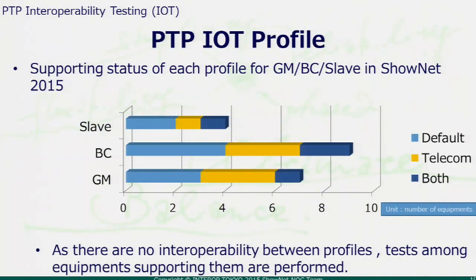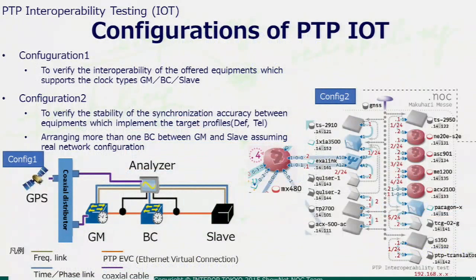Profile supports for the devices provided in ShowNet are as follows. Since it was unclear the interoperability between different types of profiles, we tested this using different equipments. Next is configuration of PTP. Grandmaster Clock was prepared to provide highly accurate time to devices through GNSS antenna set at the rooftop of Makuhari Messe. Config 1 is a simple configuration just to confirm the interoperability of Grandmaster Clock, boundary clock, and slave.